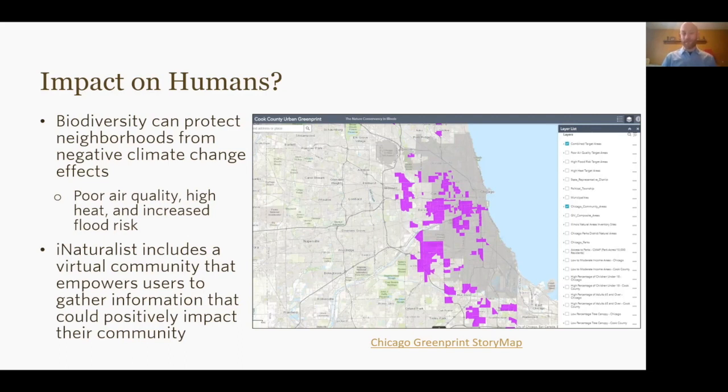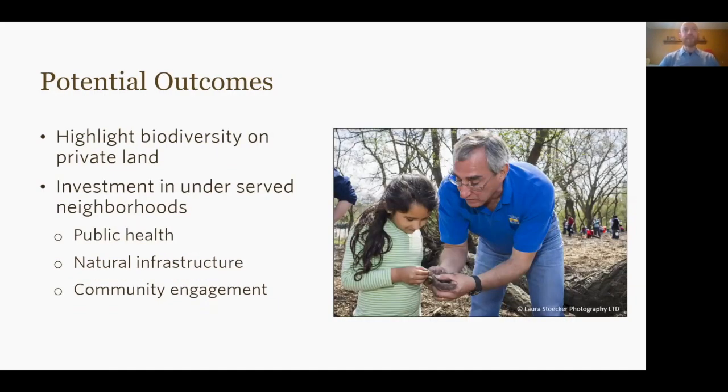So if we're able to get biodiversity information using iNaturalist, we can get this virtual community together that's empowered to really show, here's where all these different species are. Is there an association between all these plant and animal species and these negative effects brought on by climate change? Do we see that association? And if so, is it positive or negative? And how can we use those natural solutions to our advantage? And then finally, it could really provide some outcomes that could have positive impacts on our lives.